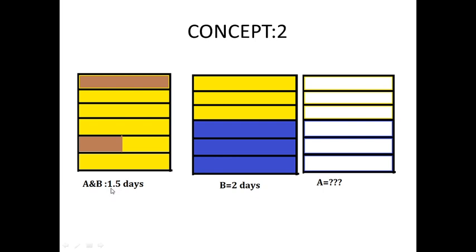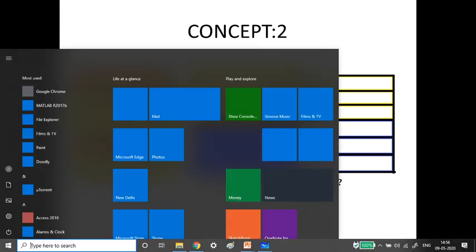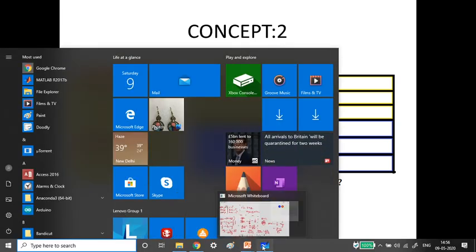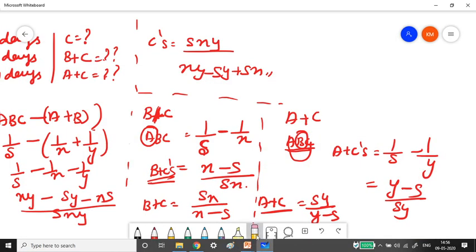A and B can do it in 1.5 days. B can do it in 2 days. How will you find A? How you will find this is also very simple, as we did for the previous one. I'll show you. Let me clear it. I guess you have noted the formula. If you haven't, just pause the video and please note the formulas.